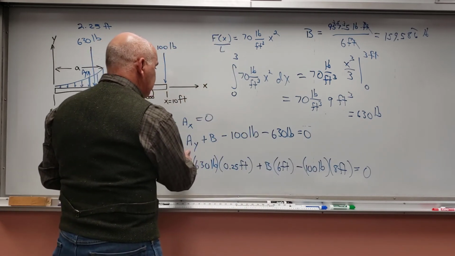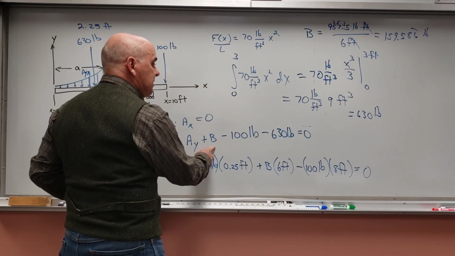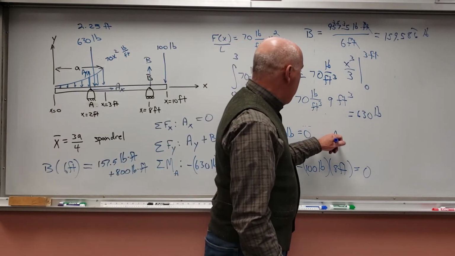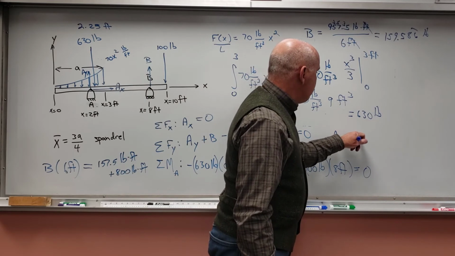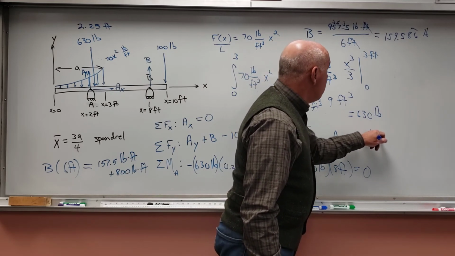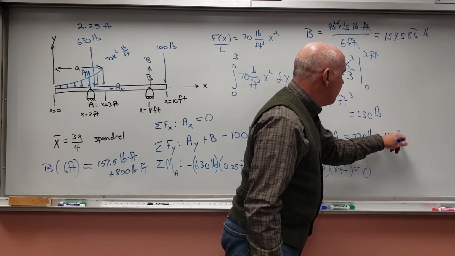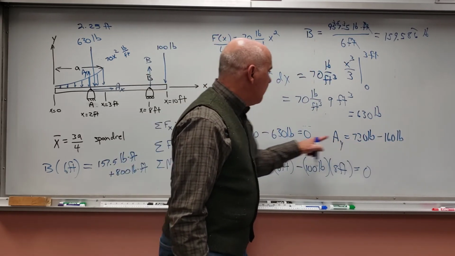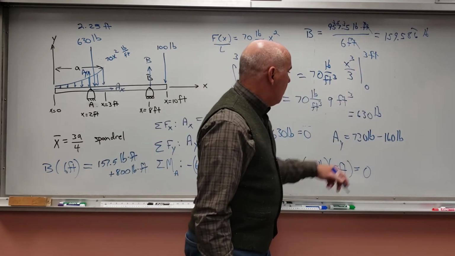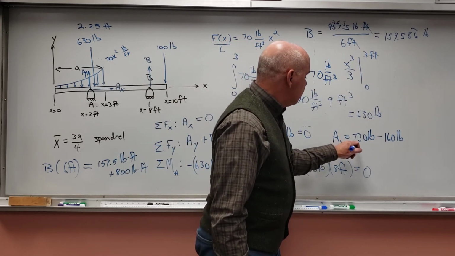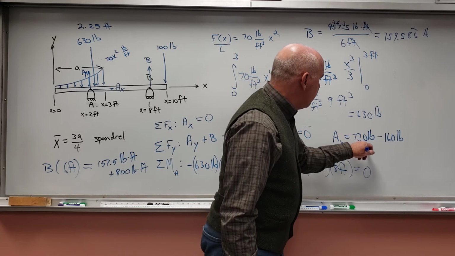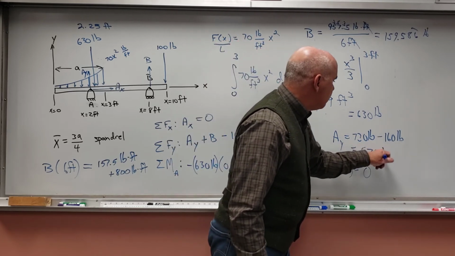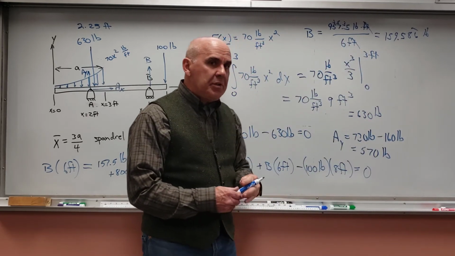And then, so that means A y is 730 pounds minus 160 pounds. All right, now bring the B over here. Those two become positive, 730, and the B becomes negative 160. And so I get 570 pounds. A little round off in there, but there we go.